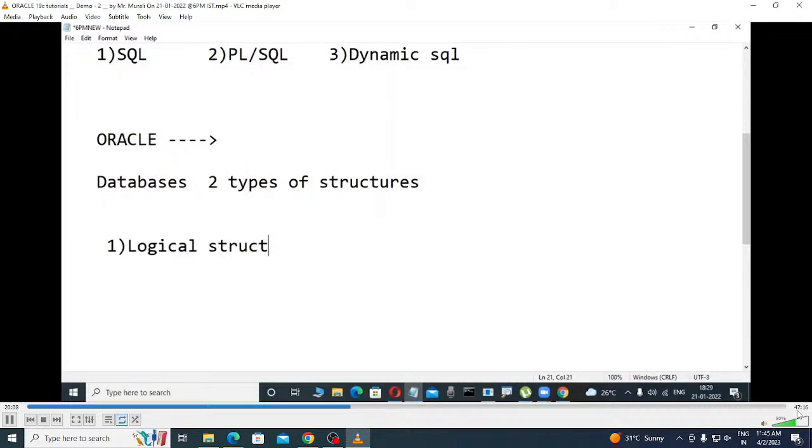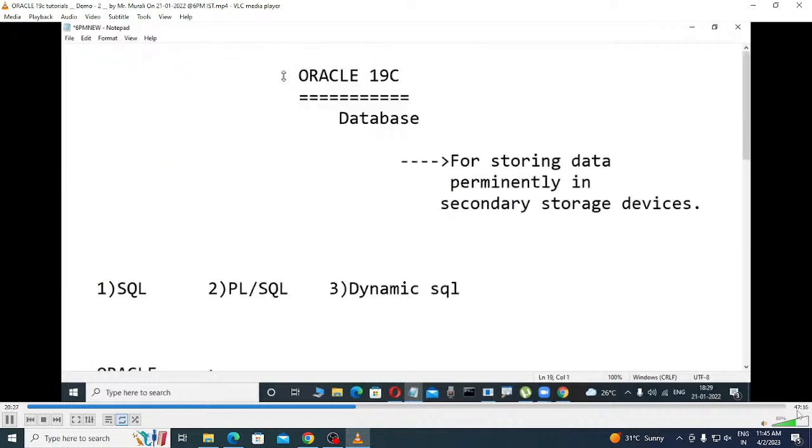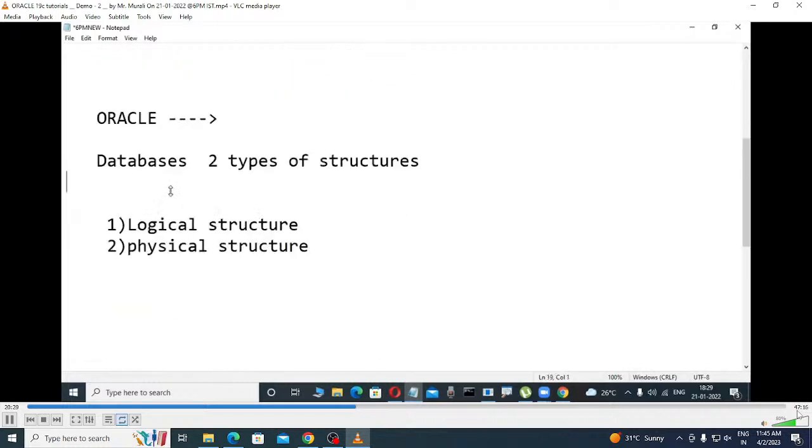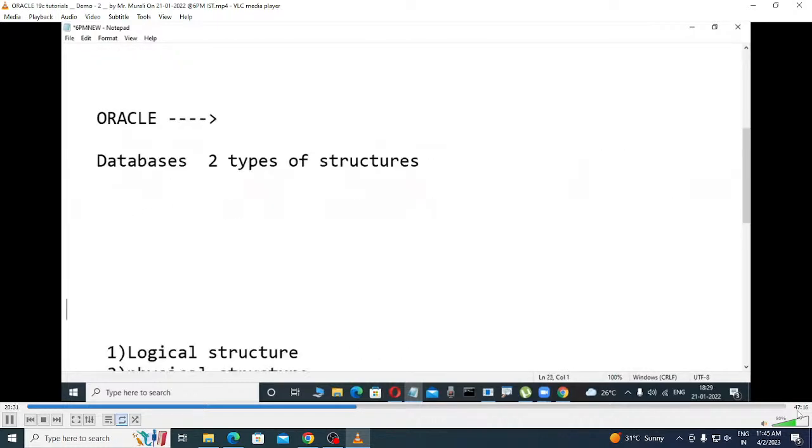Here one is logical structure. Another one is physical structure. Before we tell what is the logical and what is the physical structure in these types of database software, just a database definition. In books, so many fellows are writing like this. Today at least you will understand.